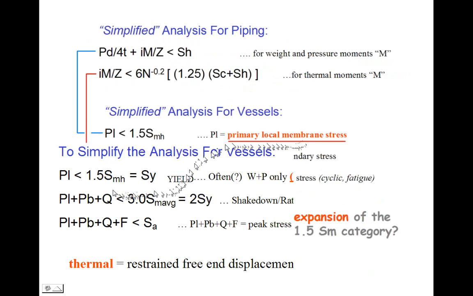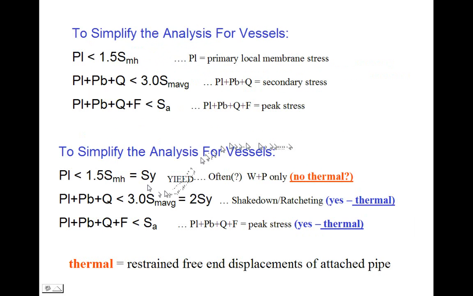That again is a little bit surprising to us. If we look at these allowables again slightly recast, PL less than 1.5 SM, if 1.5 SM is 2/3 the yield, then 1.5 SM is a yield stress. So we're comparing the local membrane stress to the yield, which in general for piping has always been considered a primary type analysis, not a thermal analysis. PL plus PB plus Q has always been less than 3 SM, which is 2 SY, which is a shakedown or a ratcheting analysis, which definitely has thermal, as the new 2007 says it does. The fatigue analysis, of course, has thermal, so these have always had thermal before. This one, in general, it hasn't.